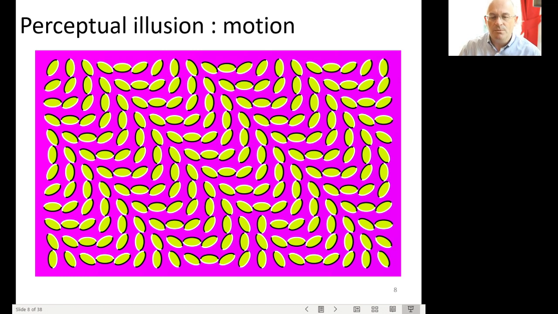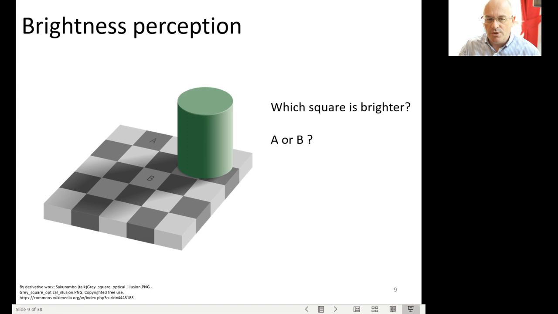Perhaps they're alive and moving, or just a feature of your perceptual system. Okay, so we've looked at size, we've looked at motion. This is brightness. You're getting the hang of it probably by now. Which square is brighter, A or B? Answer, they're the same brightness.